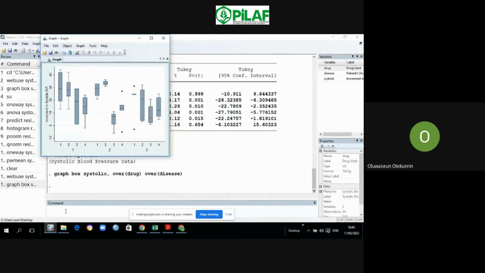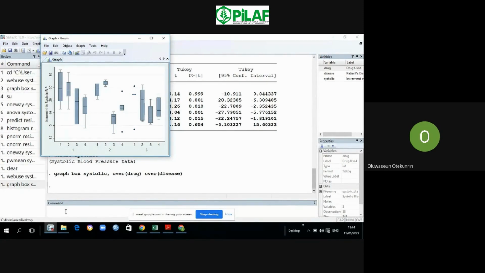Then disease 3, drug 1. You notice another one up, then another one down. So you have that. Then if you look at those median values for disease 1, you see that those median values tend to be reducing. Drug 1, drug 2, something like that. And if you look at the length of those boxes, you see that there are variations. So we can see variations generally in the data set.